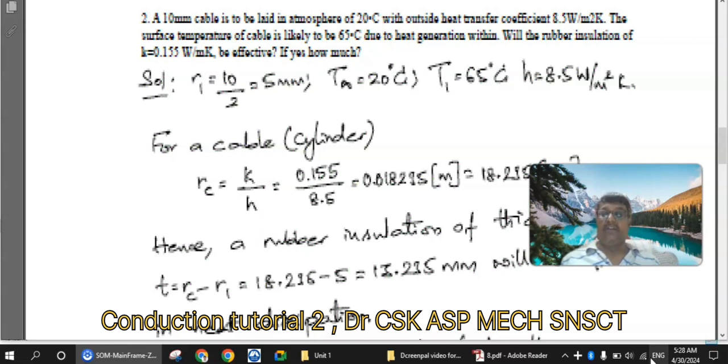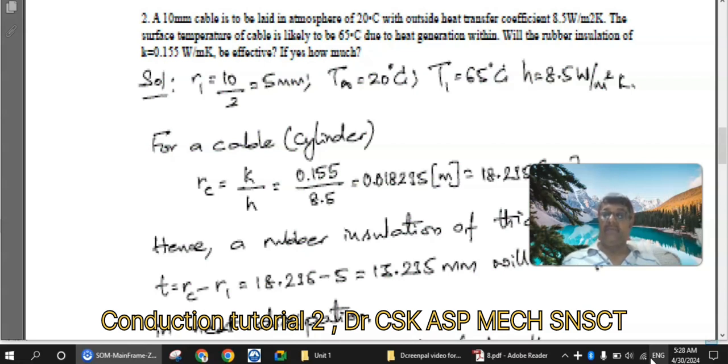Now in the tutorial, the problem which I am going to elaborate to you is one which I have not solved in class: due to heat generation, what will be the effectiveness? What will be the effectiveness? Let me get into the problem.